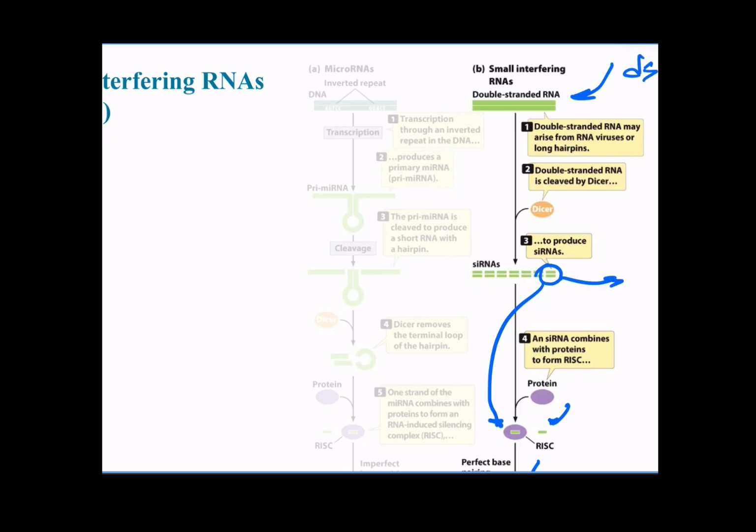A virus infects, and the cell will chop it up into small pieces. It will use those pieces to probe for other viral molecules that may have infected the cell. And if it finds them, or rather the RNAs that are produced from those viruses, it will destroy them. Or if it finds the virus itself, it may destroy it as well.